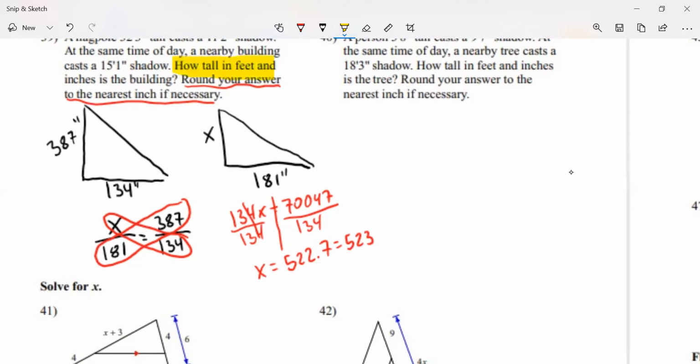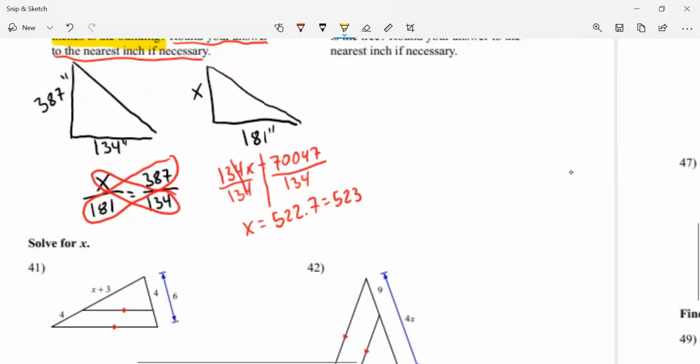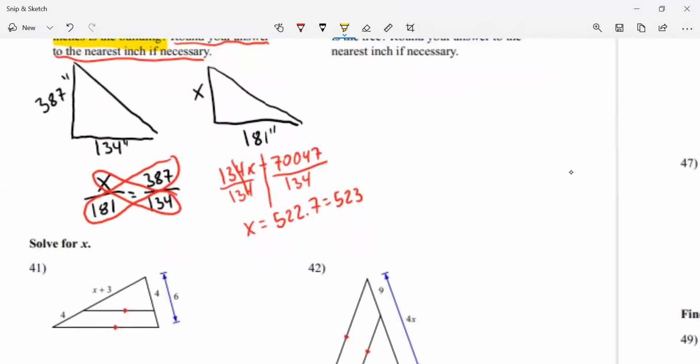How tall in feet and inches is the building? Right? We don't say 523 inches. Usually, like my height, I usually say I'm 5'6", so I said 5 feet 6 inches. I don't say 66 inches, right? I say 5 feet 6 inches. So same thing here. We had to convert 523 inches.